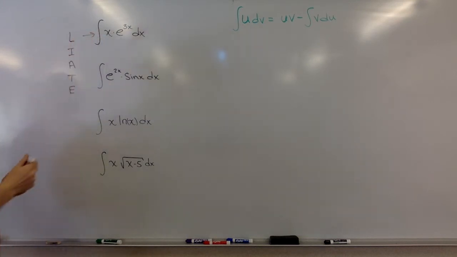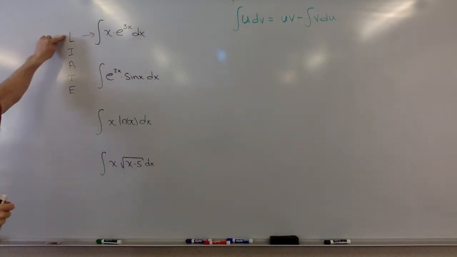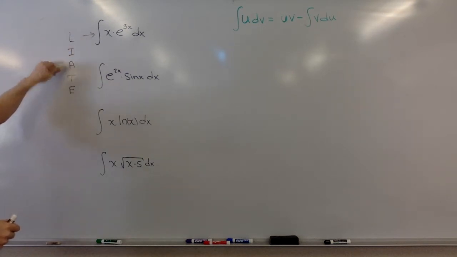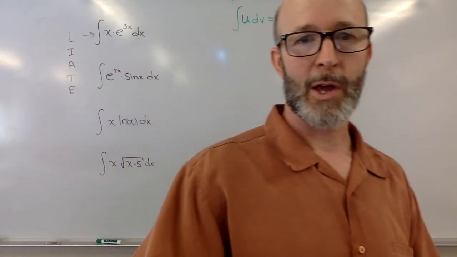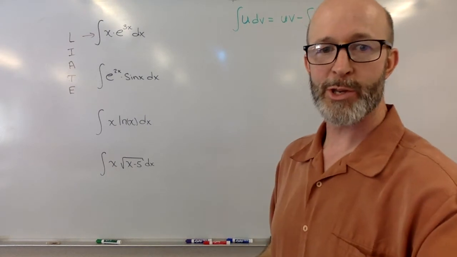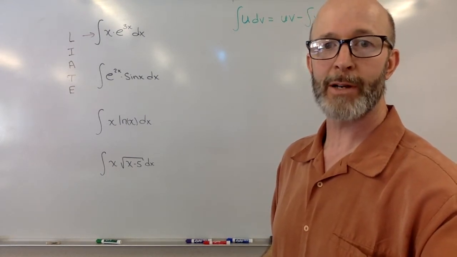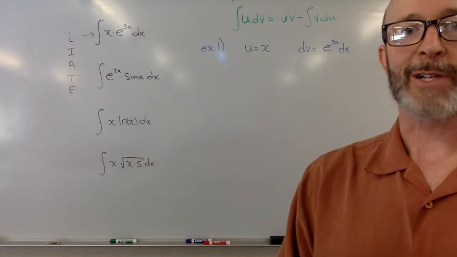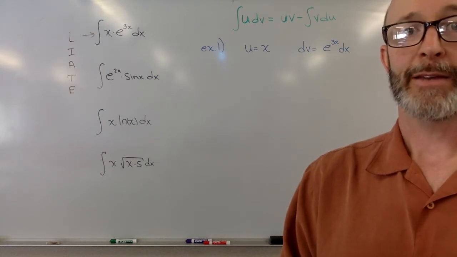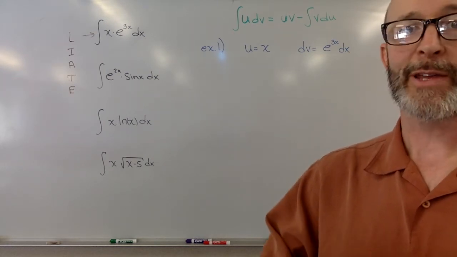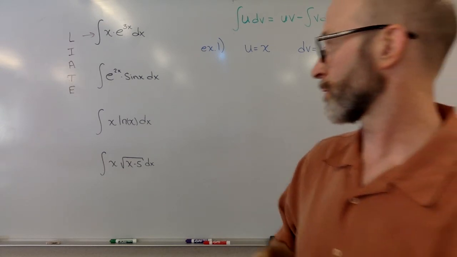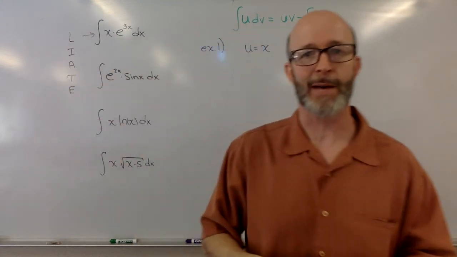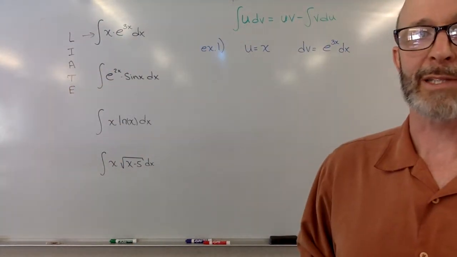In this first example, do we have any logarithms? No, skip it. Inverse trig? Nope, don't think so. Algebraic? Ding, ding, ding, ding. We have a winner. So here's what we're going to do. We're going to let, for this first example, u equal the algebraic part. So we write that down for example 1, and then we let dv, the second part of this, equal everything else. u is the first type of equation that comes up on LIATE. dv will be what's left.